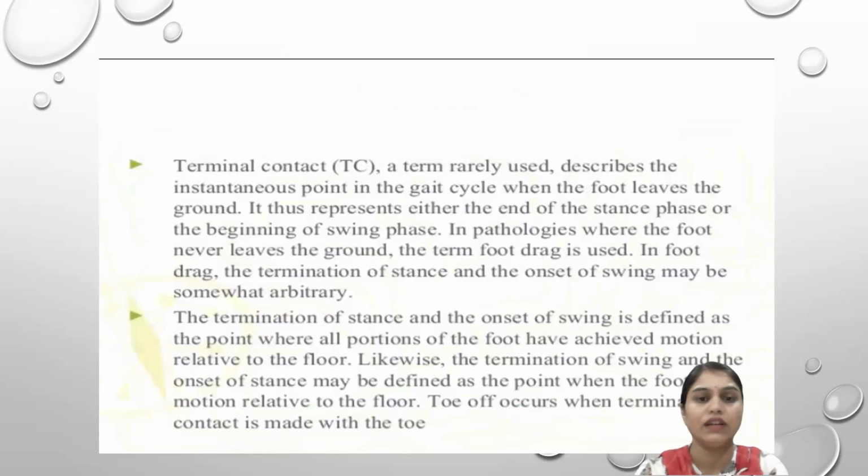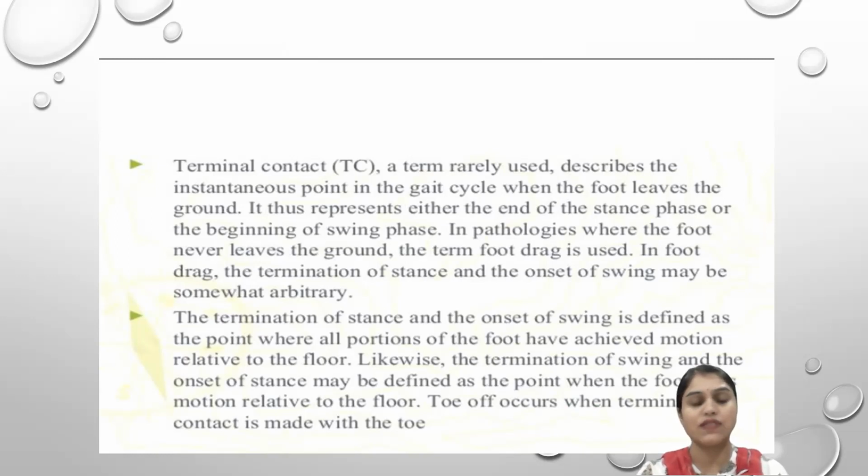Terminal contact, a term rarely used, describes the instantaneous point in the gait cycle when the foot leaves the ground. It represents either the end of the stance phase or the beginning of swing phase. In pathologies where the foot never leaves the ground, the term foot drag is used. In foot drag, the termination of stance and the onset of swing may be somewhat arbitrary.